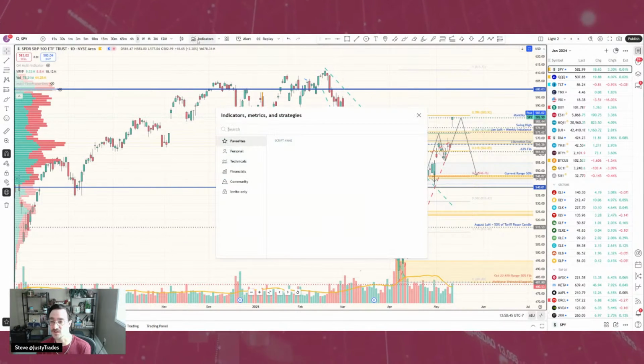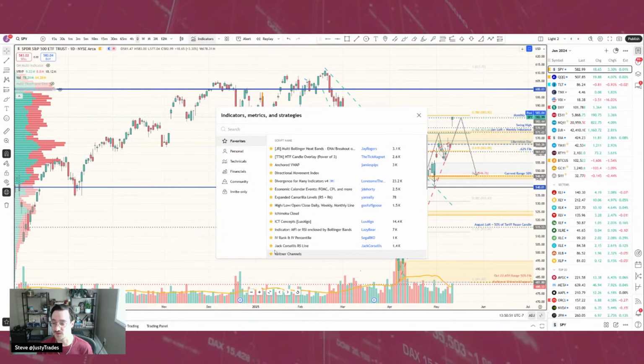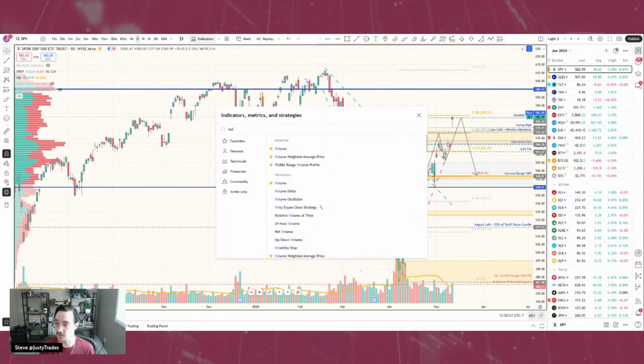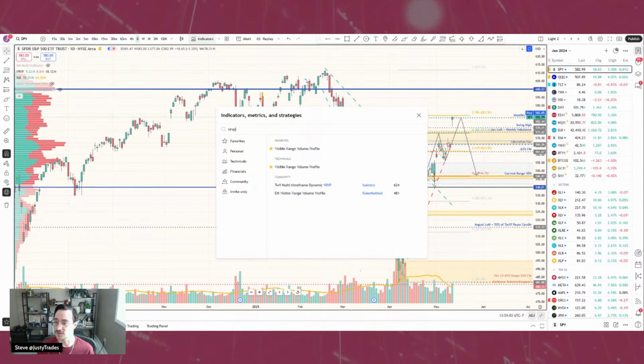Oh, really quickly, let's go over how to add these just in case anybody's not familiar. On top here, we have indicators, and you can save all of your favorited ones for easy access. You can pop them on or off your charts. But the ones that I have are just volume, and then I have VRVP, which is visible range volume profile.